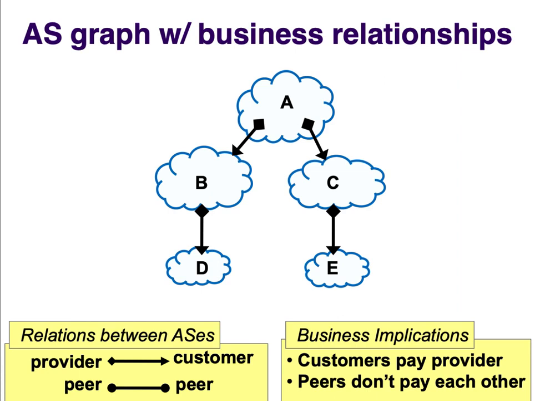So if I looked at this graph, I would say that D and E are stub ASs. Right? They don't have any customer ASs. And A, B, and C are transit ASs. Okay? Because they're carrying, for example, B is carrying traffic between D and A. A is carrying traffic between B and C. And in general, when we draw these graphs, we're going to draw stub ASs at the bottom and increasingly larger transit ASs at the top. So there's kind of this hierarchy. Yeah.